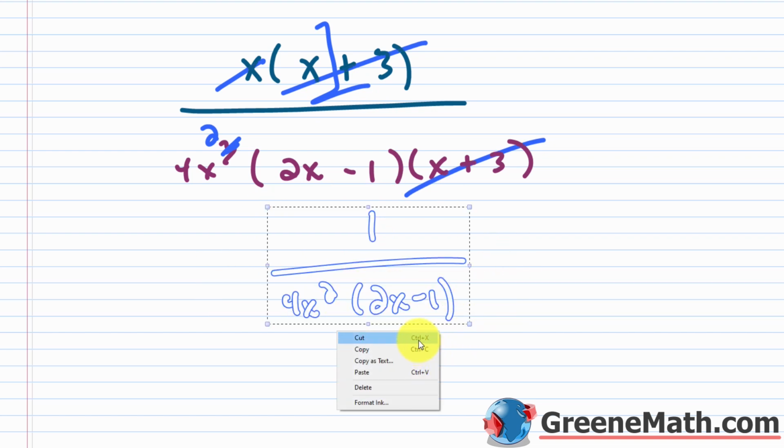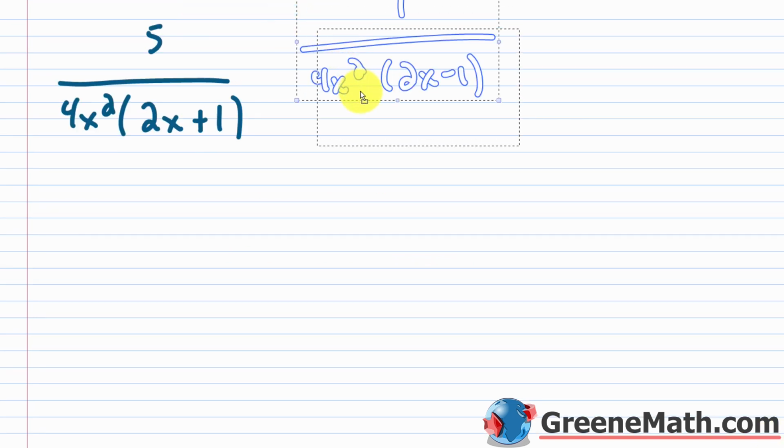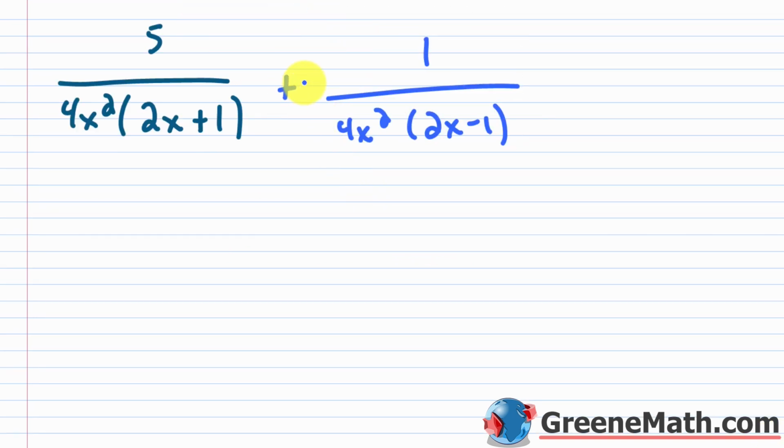So let me grab this real quick. And let's come back down here and paste this in. Remember, we are adding these two. So now my LCD will not just be the product of the two denominators because they have something in common. So that trick where we just said, this guy times this guy, that's not going to work here. So you really have to pay close attention to what you're doing.